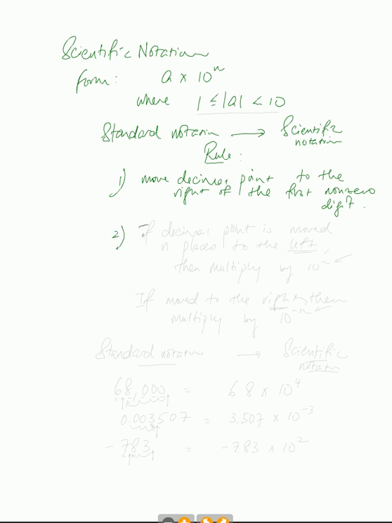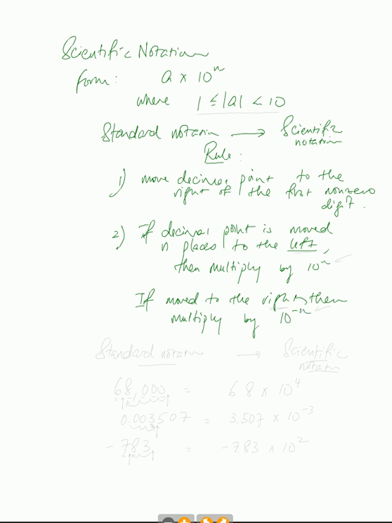Then depending on the movement, if the decimal point is moved n places to the left, then you multiply by 10 to the power of n. If moved to the right, then multiply by 10 to the power of negative n.